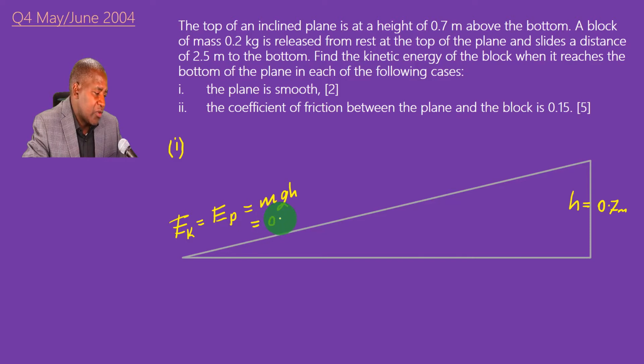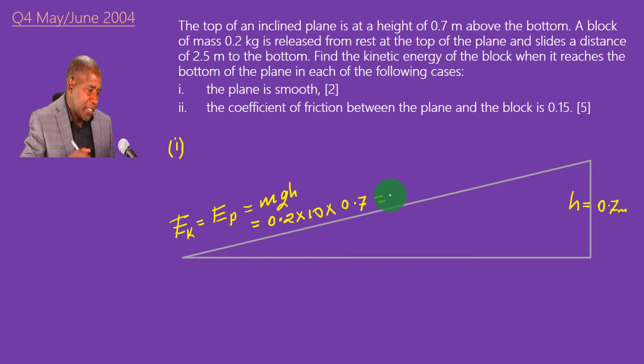We're given that it is 0.2 kilograms. The value of g is 10 Newton per kilogram. And the height is 0.7. Let's see what that one gives us. That will be 2 times 0.7. Of course, I think that one will give us 1.4 joules. 1.4 joules. And that was not so difficult.